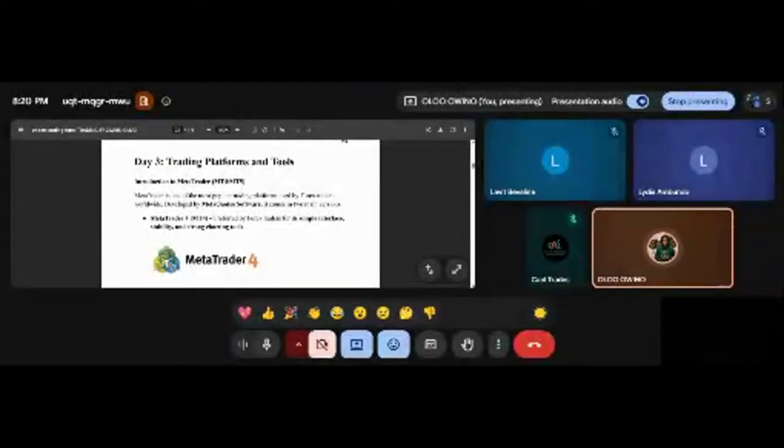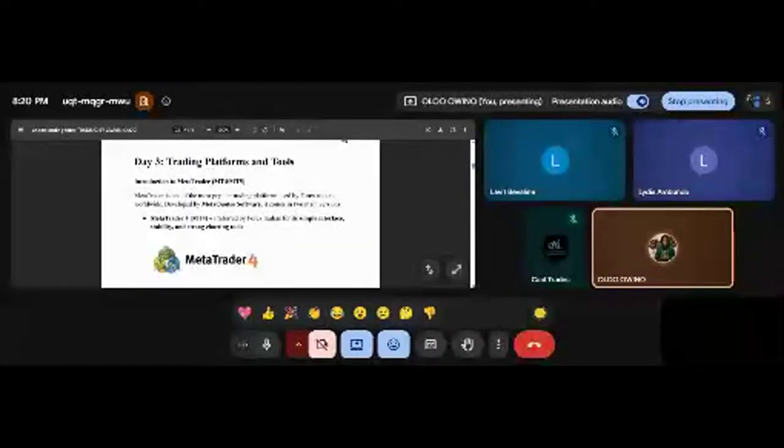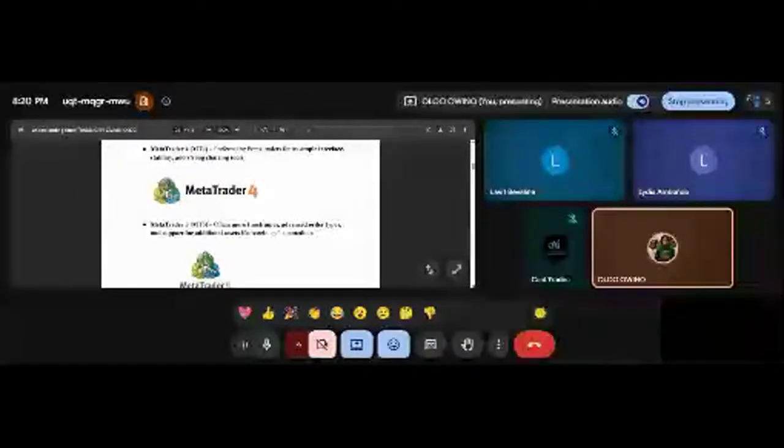MetaTrader is one of the popular trading platforms used by forex traders worldwide. It is developed by MetaQuotes Software. It comes in two main versions. MetaTrader 4 is preferred by forex traders for its simple interface, stability, and strong charting tools. I've shown you MetaTrader 4 from the Play Store. MT5 offers more time frames, advanced order types, and supports stocks and commodities. So this is an advanced version of MetaTrader 4, but it offers stocks and commodities, which MT4 tends not to offer.